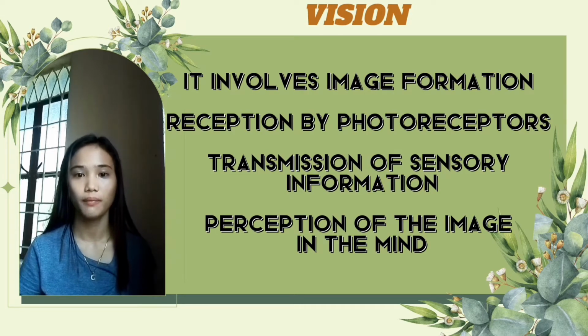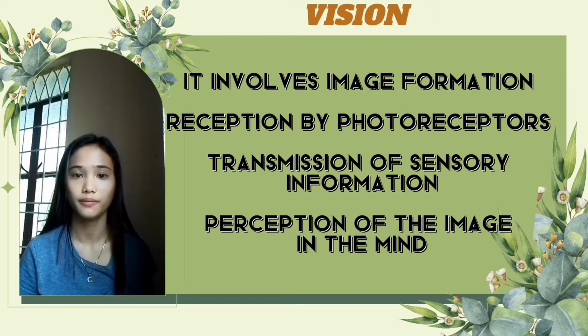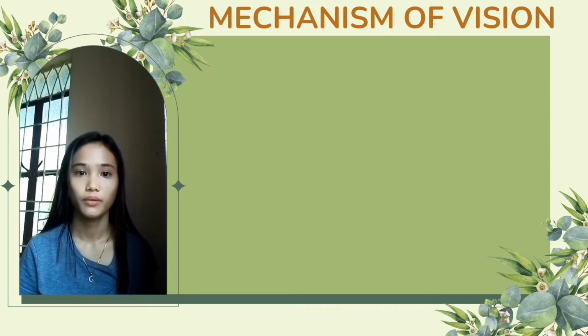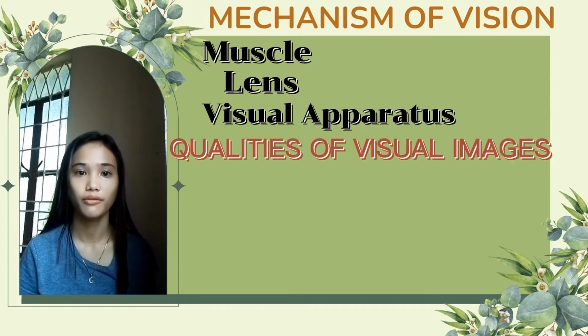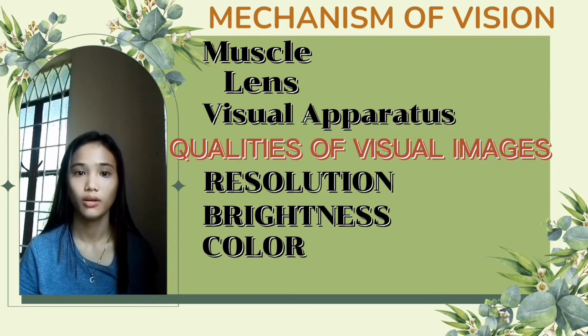Human vision is a complex function involving image information reception by photoreceptors, transmission of sensory information to appropriate brain centers, and perception of the image in the mind. Vision also relies on a variety of positioning and focusing mechanisms to form an image in the correct spot of the light-sensitive receptors inside the eye. We have the mechanism of vision: the muscle, lenses, and visual apparatus. Also, we have qualities of visual images: resolution, brightness, color, and depth.